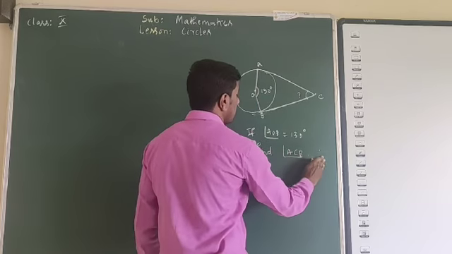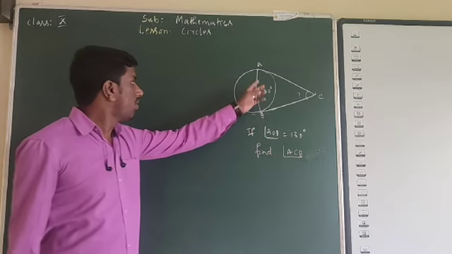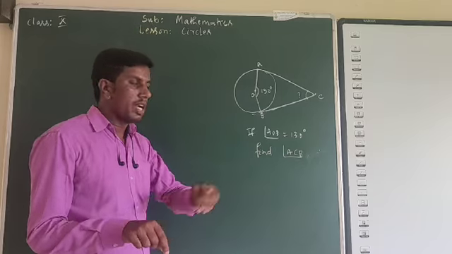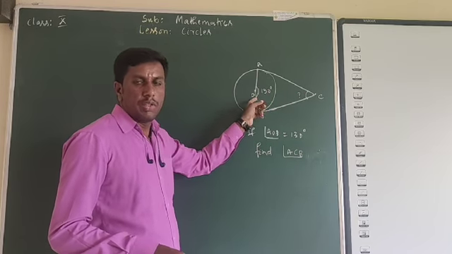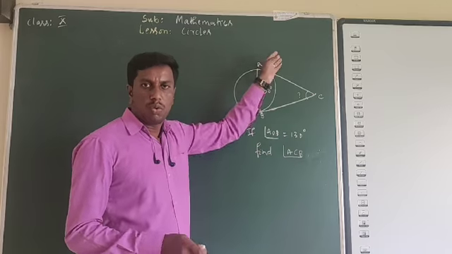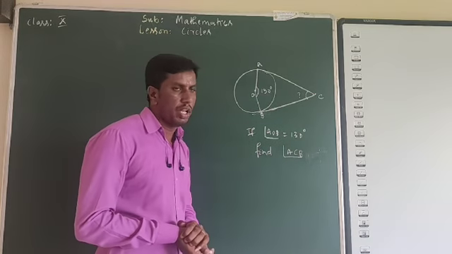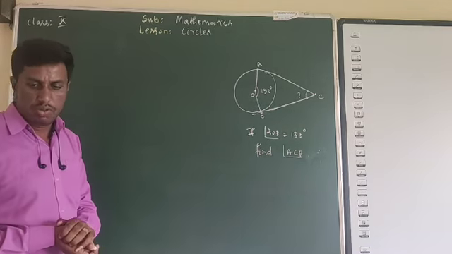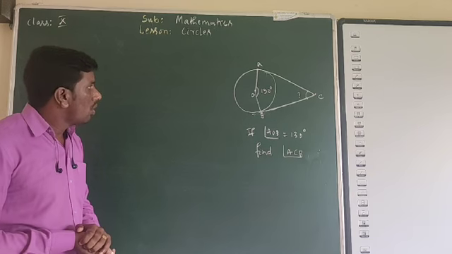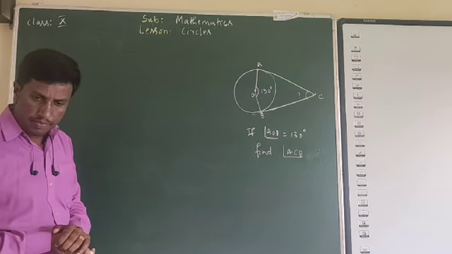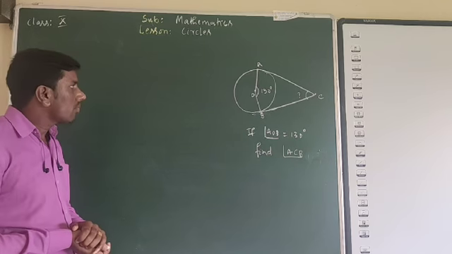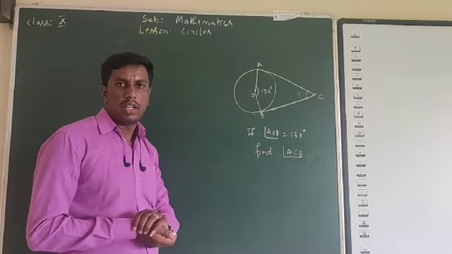So this is question 1. We need to find out ACB. This is given, and this we need to find out. So by using the concept of sum of angles of a quadrilateral. It's very easy. So how will you find this? You need to find out this angle, right?